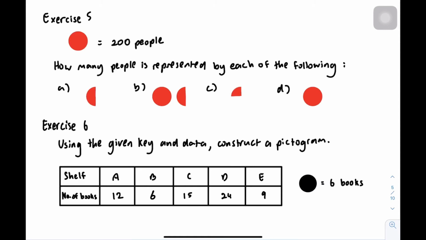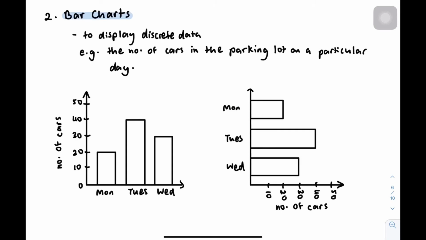The next type of graph is something called a bar chart. A bar chart is typically used to display discrete data. For example, the number of cars in the parking lot on a particular day. Yes, bar charts can go either direction. It really doesn't matter. What's important in a bar graph is that each axis is well labeled with numbers that make sense.